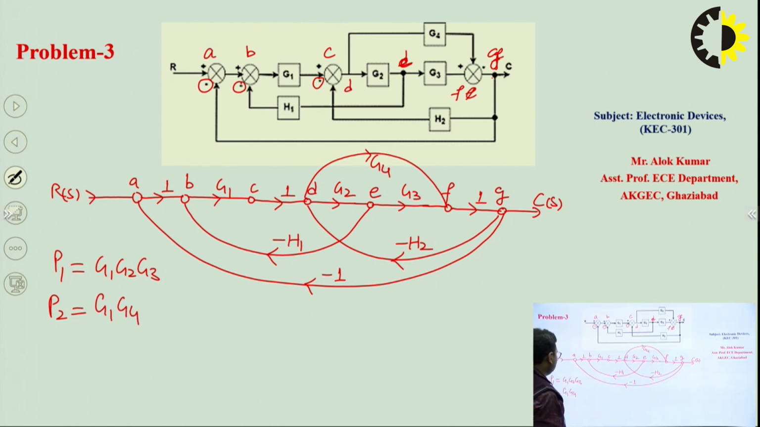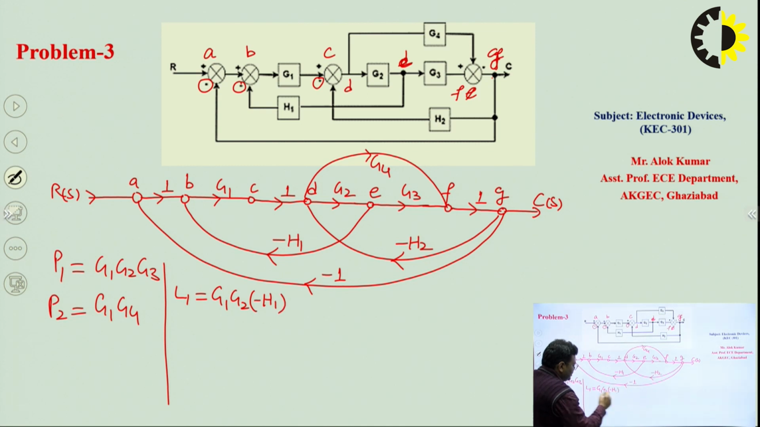Now we can find the loops. So the first loop will be L1, and we can see here, if we go from node B to node E and then come back to node B, the gain is G2 G3 into minus H1. Then the second loop will be, if we go from node D to node G and then come back to node D, so G2 G3 into minus H2.